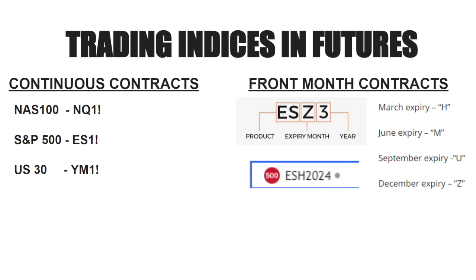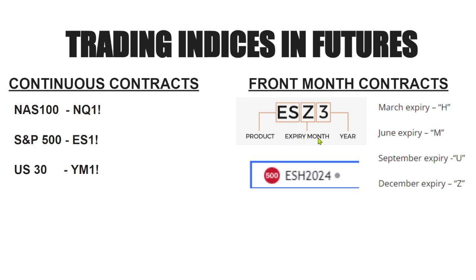Now, the front month contracts, which is where most of everyone trades, are set months: January, February, March, so each quarter, right? So here's the breakdown: the first two letters are going to be your product or your asset class, right? Sometimes it's two letters, like NQ. Or in this example, you have ES, which is your S&P 500, right?